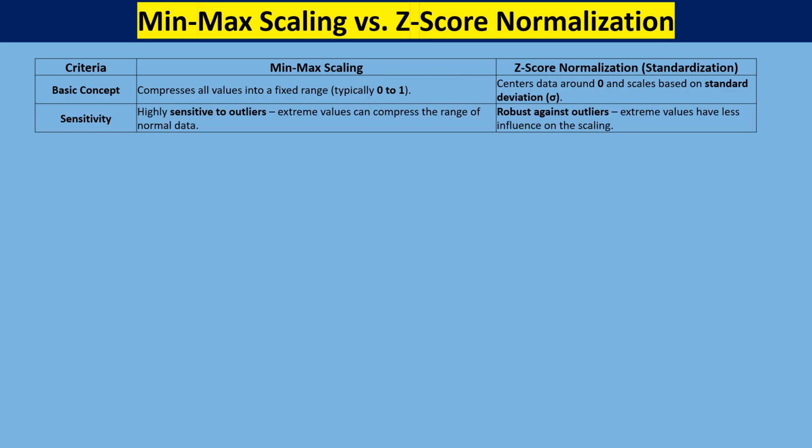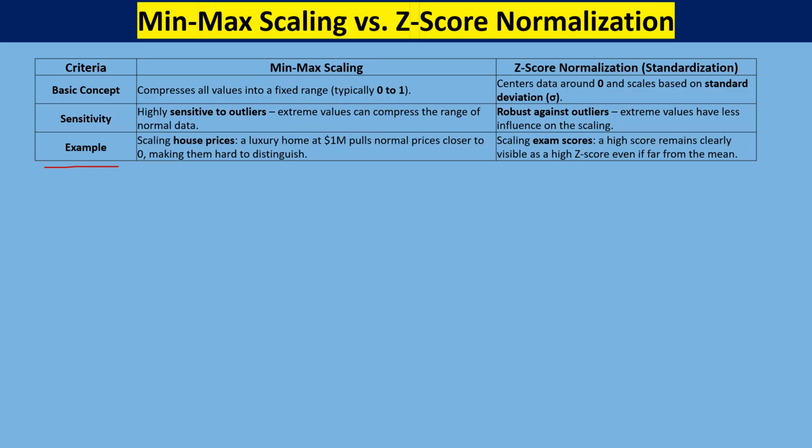Sensitivity: min-max is very sensitive to outliers. A single extreme value can squash the rest of the values into a tight cluster. In contrast, Z-score is more robust and treats outliers more gracefully, since it's based on the spread of data rather than fixed boundaries.